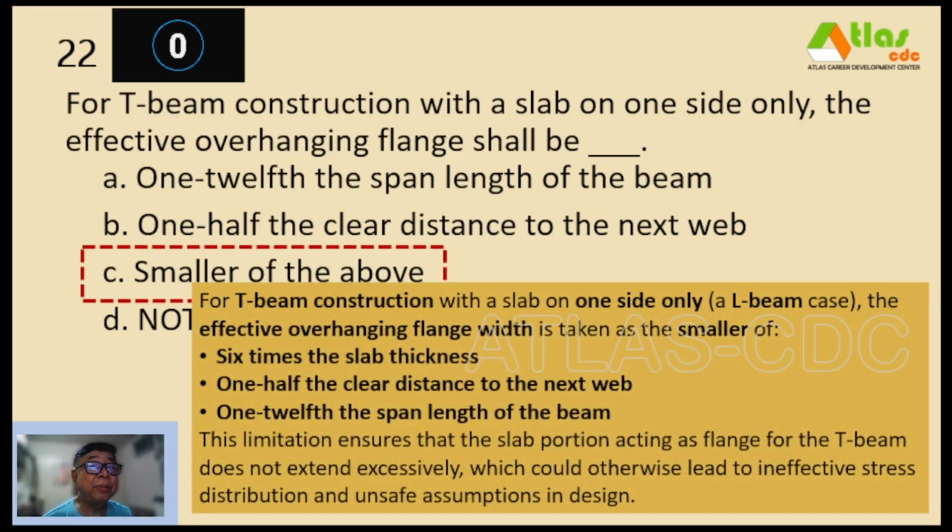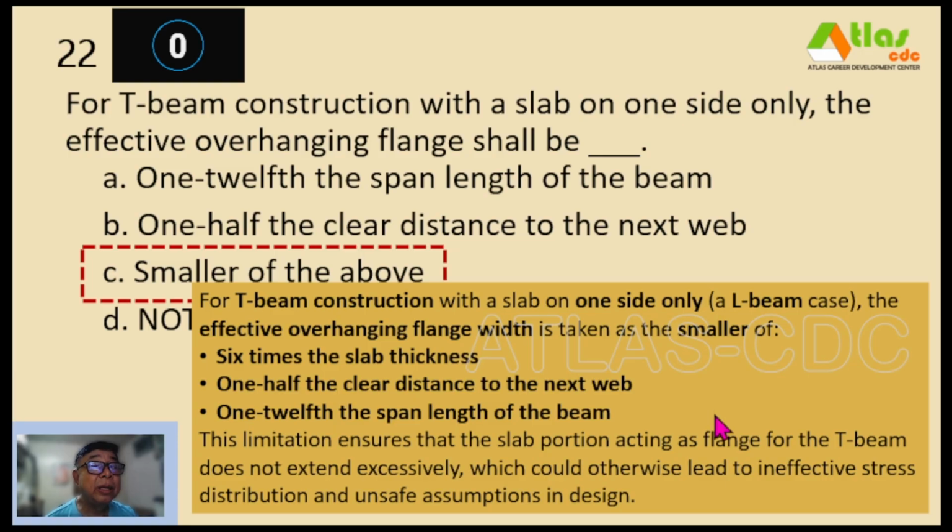For T-beam construction with a slab on one side only, that is an L-beam case, the effective overhanging flange width is taken as the smaller of, first, 6 times the slab thickness. Second, 1/2 the clear distance to the next web. And third, 1/12 the span length of the beam. So this limitation ensures that the slab portion acting as flange for the T-beam does not extend excessively, which could otherwise lead to ineffective stress distribution and unsafe assumptions in design.